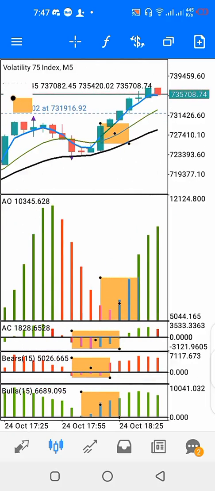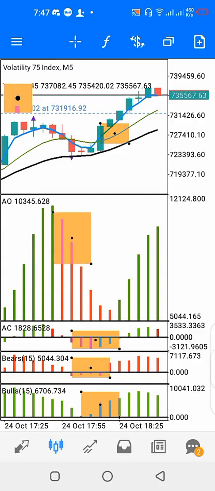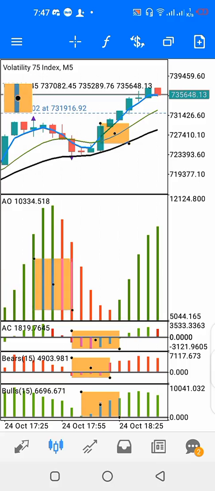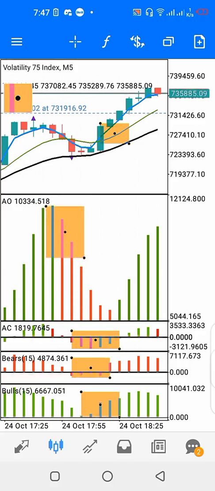Now on indicator window 1, for us to place a buy trade, okay, we go to the awesome oscillator bars. Are they forming above the 0 level, and are the bars colored green? If the bars are above the 0 level, I'm talking about the awesome oscillator bars, and if they are colored green above the 0 level, then we are good to place a buy trade.